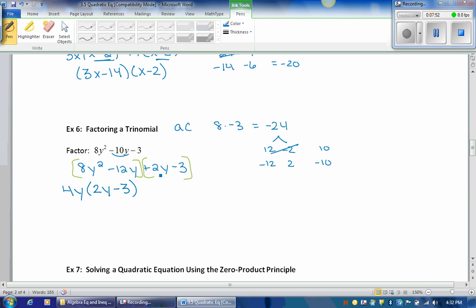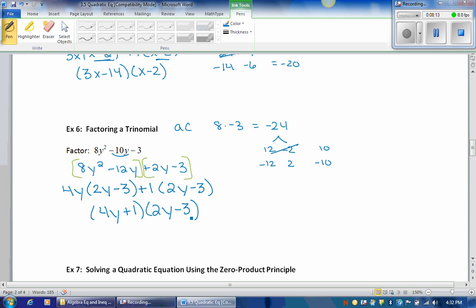In the second half, you don't have a GCF, so all you're going to be able to do is take out a 1, which is still going to leave you with that 2y minus 3, which is what we want. So what sits out front? 4y plus 1. And what they have in common? 2y minus 3.